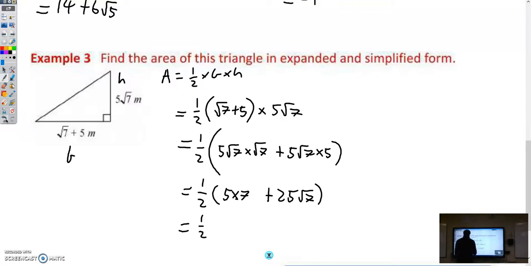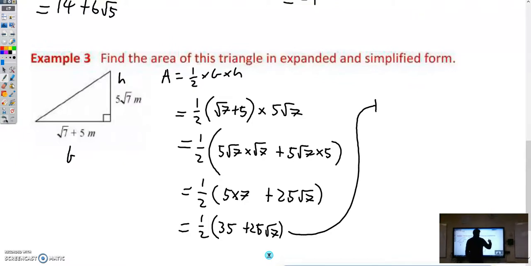Still leaving the half on the outside, that is going to give us 5 times 7 is 35 plus 25 root 7. And finally, I'm going to end up putting all of that over 2. Yeah? To account for the half. So we're going to have 35 plus 25 root 7 all over 2. That is your final answer for the area. Make sure you give it a subject so that you know what you have found.